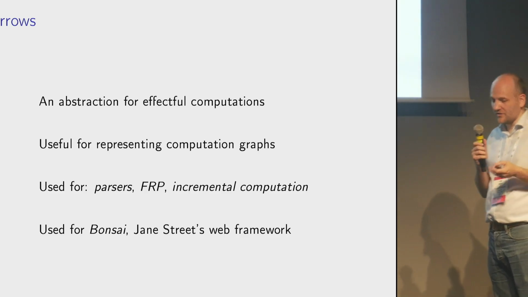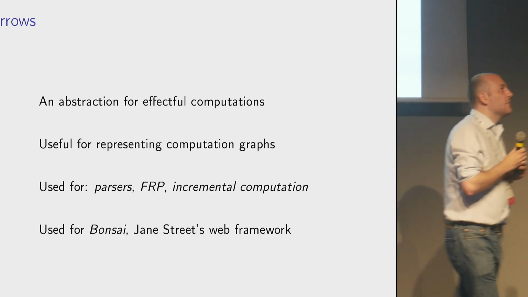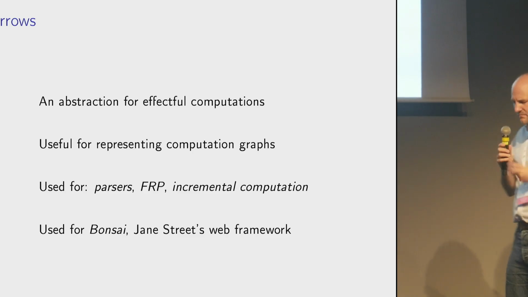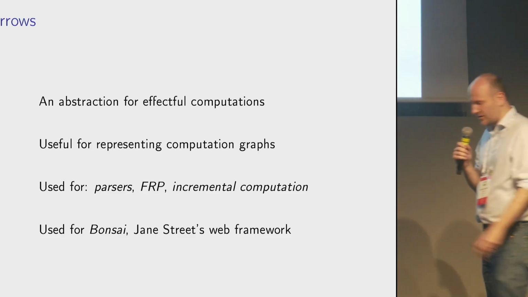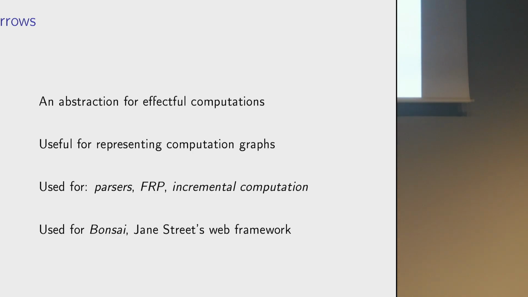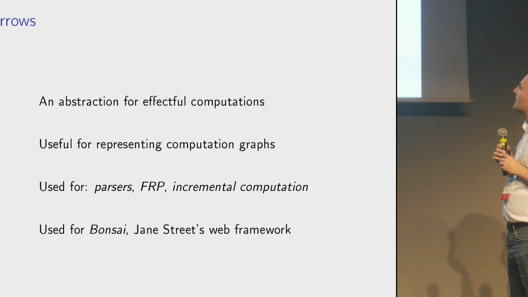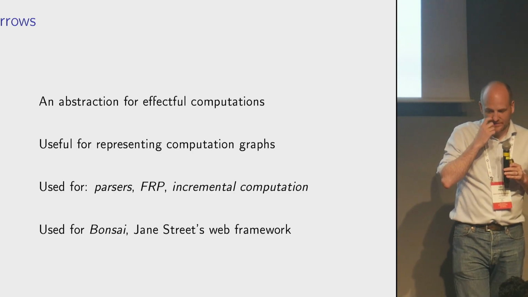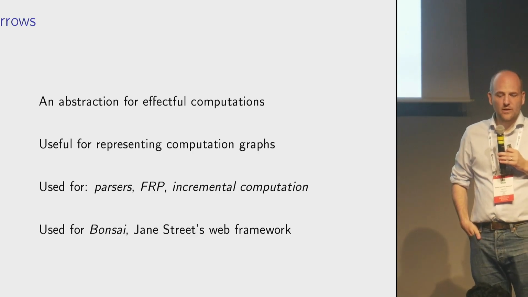Monads are also an abstraction for representing effectful computations. But monads always support dynamic dependencies, so the structure of the graph can change based on earlier effectful operations. And you don't always want that. Sometimes you want the guarantee that the structure remains static, and for that, arrows are a suitable choice. They've been used for parsers, for functional reactive programming, incremental computation. At Jane Street, we use them for a library called Bonsai, which is our web framework.